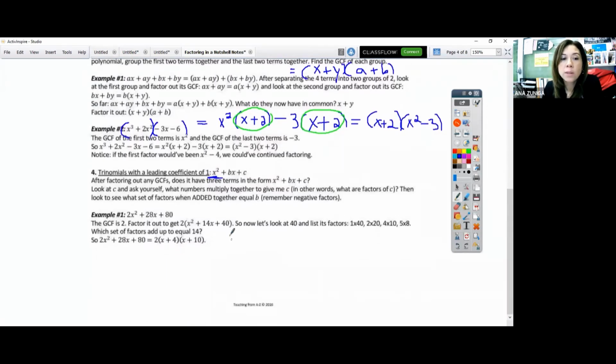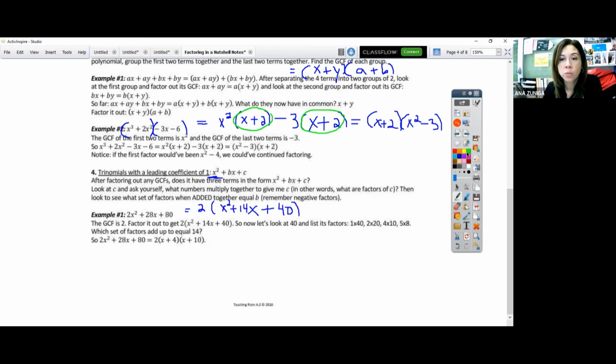Okay, so we take a look at the example, 2x squared plus 28x plus 80. Notice they're all even numbers. So absolutely, from the very beginning, I know that they have a GCF. They're all divisible by the number 2. I'm going to factor that out. So the first thing I'm going to do is factor out the 2. They don't all have an x. So I'm going to be left with x squared plus 14x, because 28 divided by 2 is 14, plus 40, because 80 divided by 2 is 40.